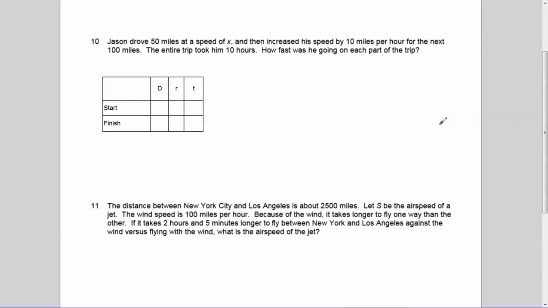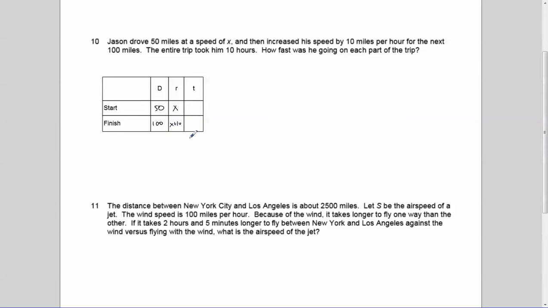So here we're back to distance, rate, and time. So I've set up a table here. At the beginning, his distance was 50 miles first, and then he finished having gone 100 miles. It's already given that his speed is x at the beginning, so the rate will be x, and then he increased his speed by 10 miles an hour, so it will be x plus 10.